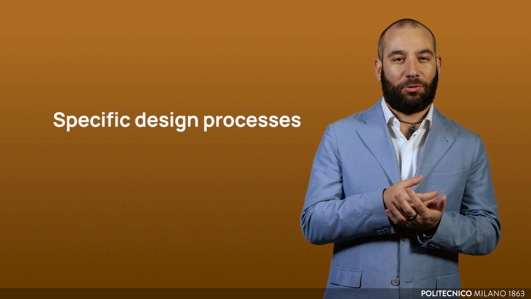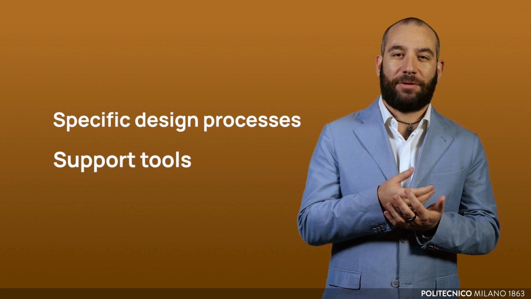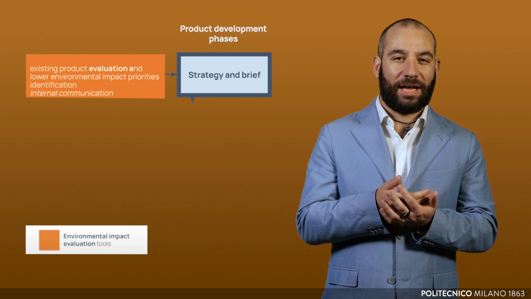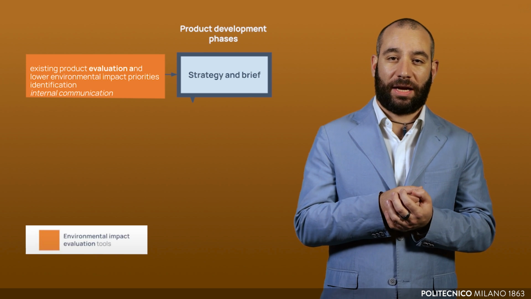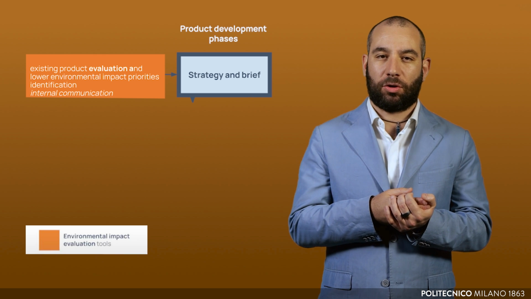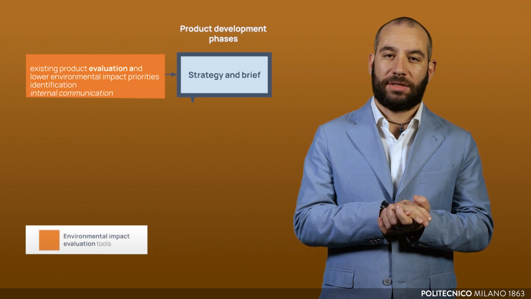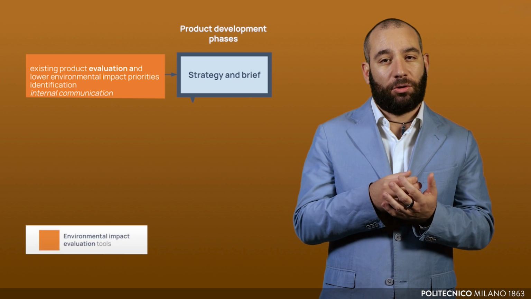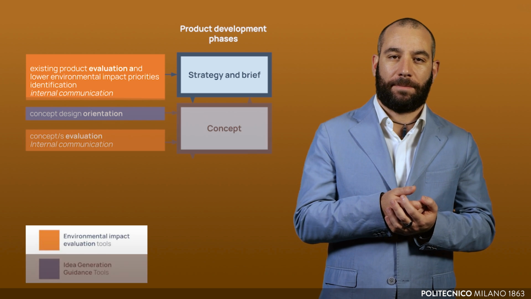In this lesson, we will look at the tools that help designers effectively manage complexity in the life cycle design process. In fact, there are methods, meaning specific design processes, and related support tools that we can use in the different design phases. During the initial phase of strategic analysis and project brief definition, it is essential to assess the environmental impact of an existing product similar to the one we are going to design in order to understand where it is most important to intervene to reduce the environmental impact.